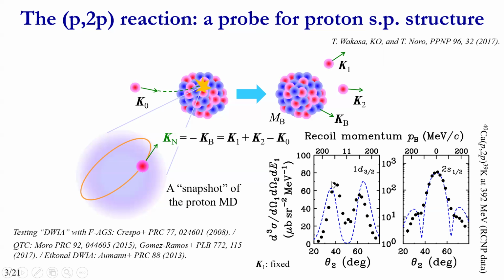And we imposed a coplanar condition and just varied the scattering angle, or polar angle, of this particle 2. So the cross-section is plotted as a function of theta 2. But what we actually would like to vary is KB, this recoil momentum. This PB is almost the same as this KB. So this cross-section can be interpreted as a function of this recoil momentum, as shown here.